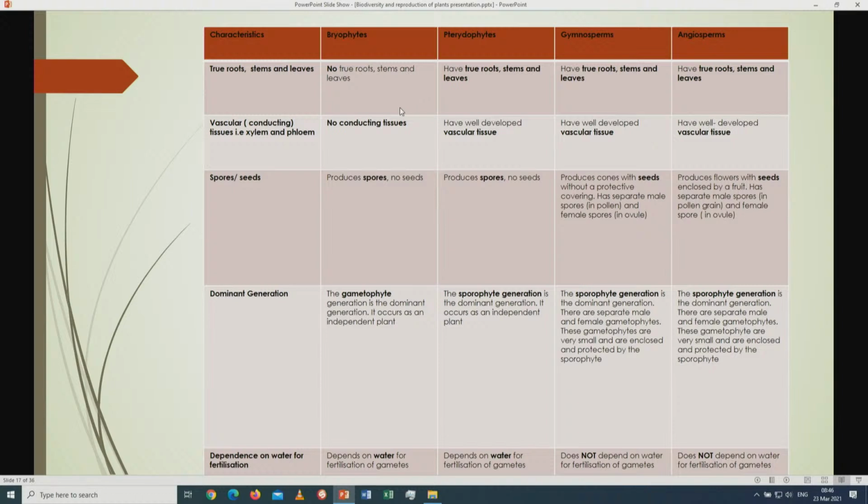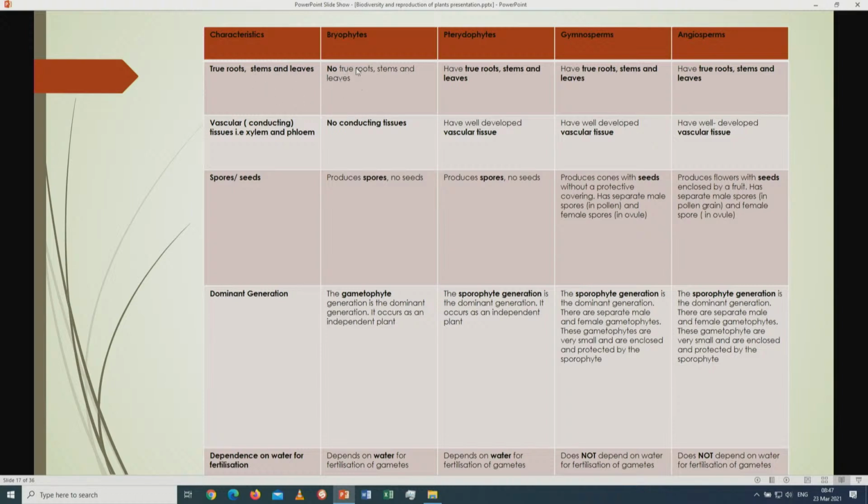So here it's a table that shows the division of plants into 4 groups according to certain features that they have and those that they don't have. Features such as true roots, stems, and leaves, vascular tissues, spores or seeds, dominant generation, dependency on water for fertilization. This is just a summary of what I have just said.